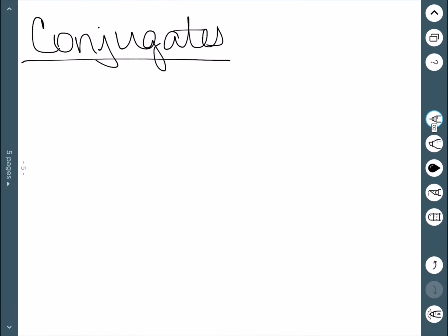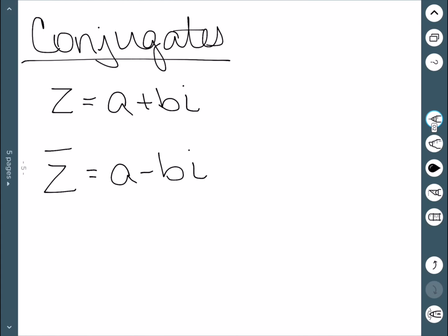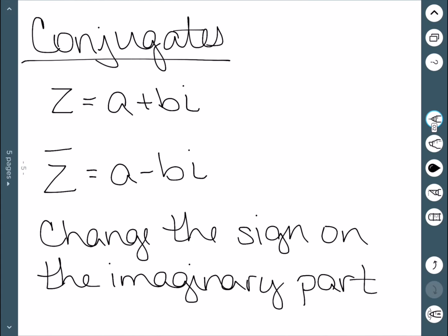Imaginary numbers also have this term called the conjugate. So if I have an imaginary number that I'm going to call z, that we know is written as a plus bi, then the conjugate we denote by z bar. And it's given by a minus bi. In short, we find the conjugate of an imaginary number by changing the sign on the imaginary part.